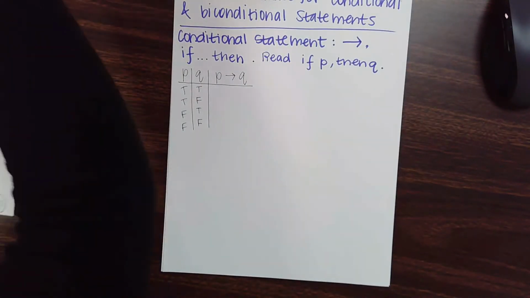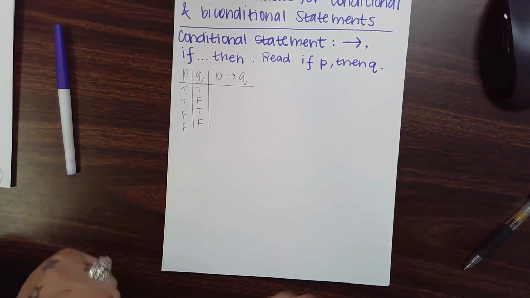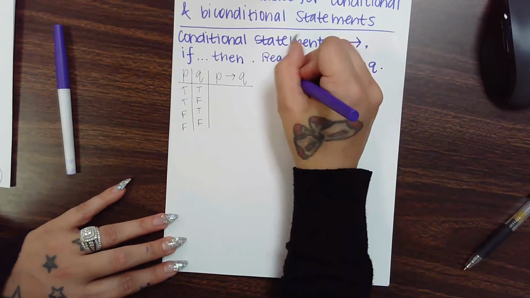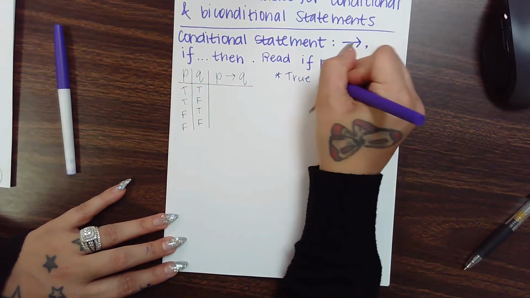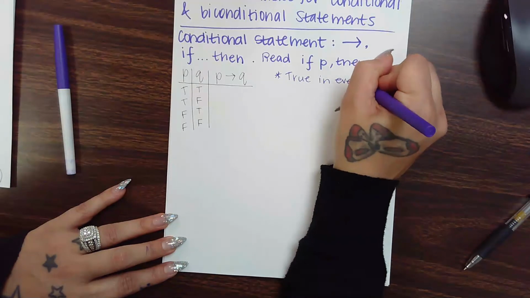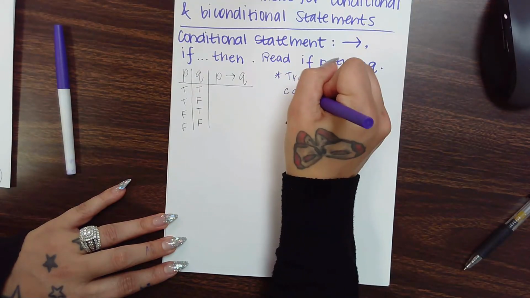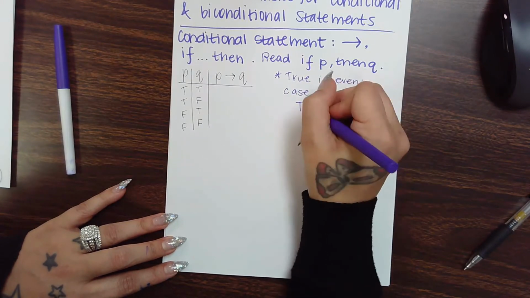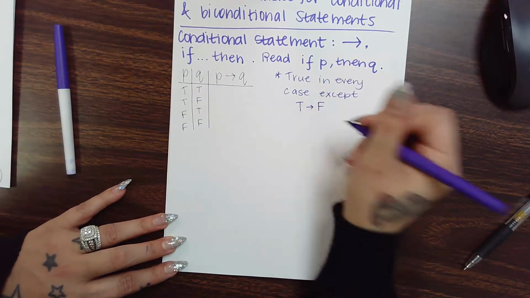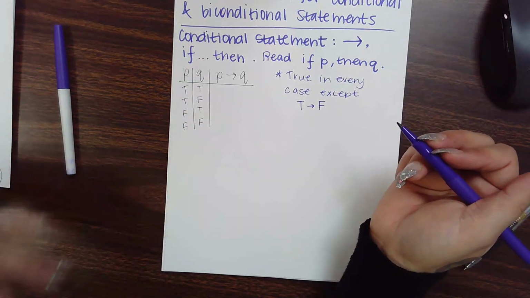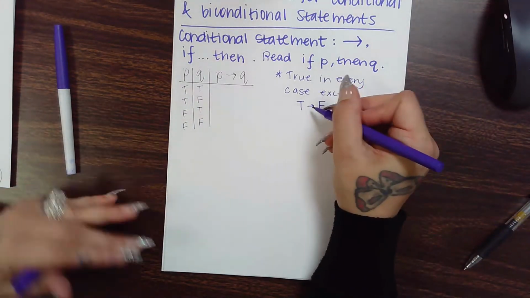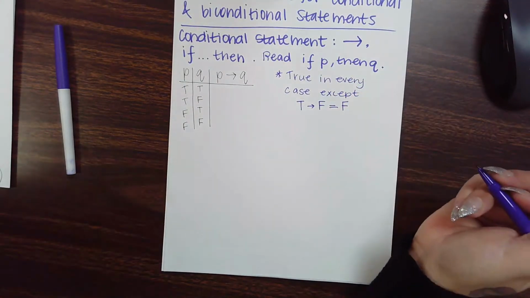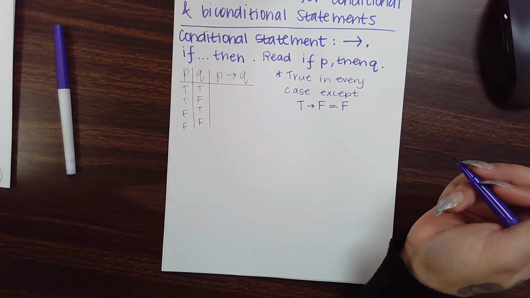Okay. So I have this little side note right here. For our conditional, it is true in every case except when you start with T. The conditional could also be considered kind of like an implication. So it's like when you start with T and you're implying false. This is going to be the only time that you get a false outcome or truth value.